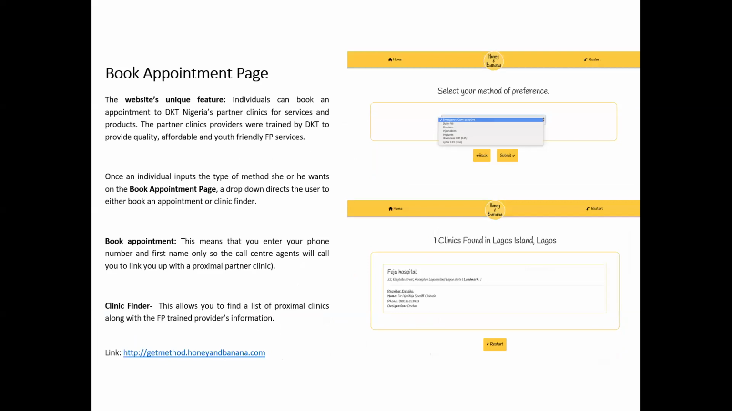They do this via the book appointment page. The book appointment page allows our website users to do two things. One, it allows them to book an appointment by requesting the assistance of a call center agent, while the other way around, they have to search for a clinic themselves. For the book appointment page, they insert their name and their number, and then they get a call back from a call center agent who links them to a proximal clinic. While for the clinic finder, they have to look through the list of clinics on the HoneyandBanana website and find a proximal clinic themselves.